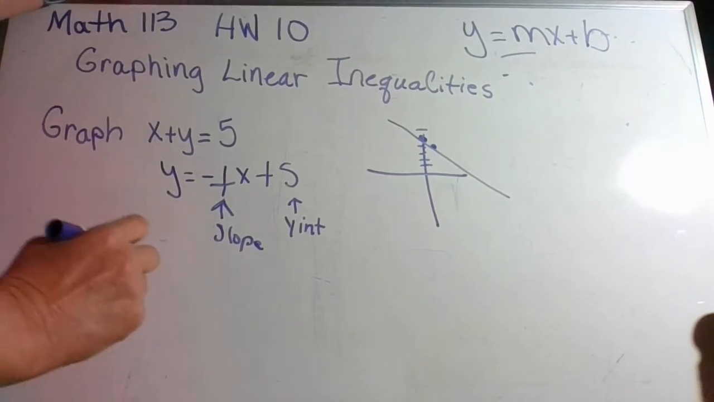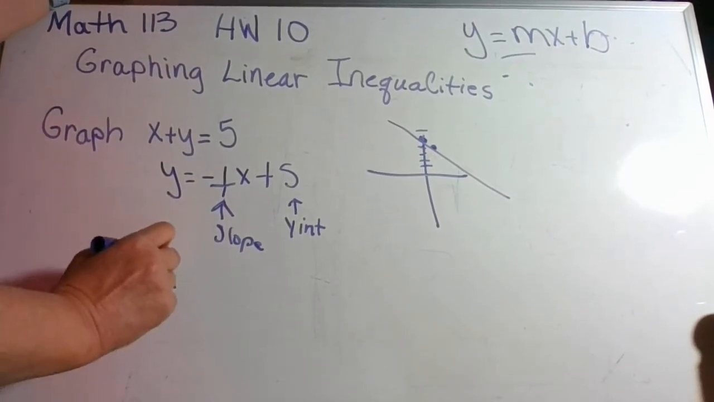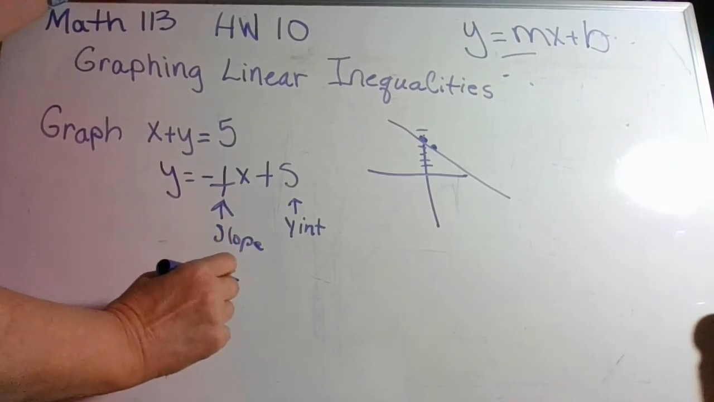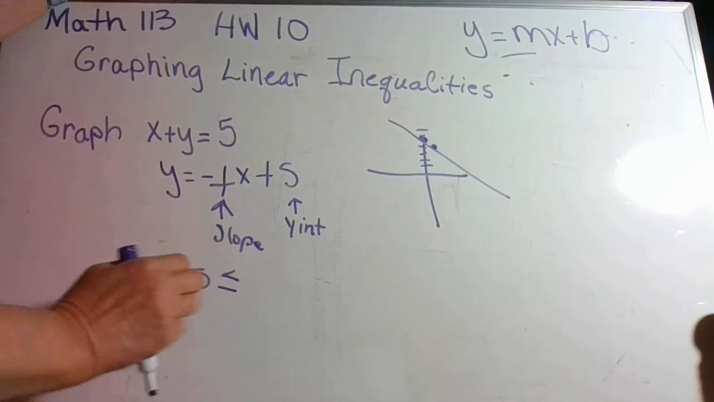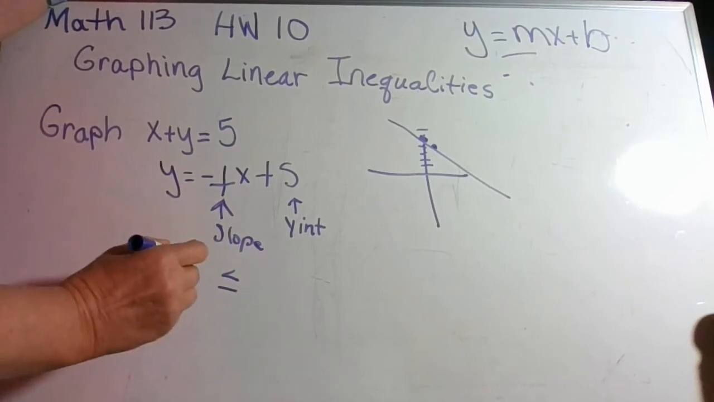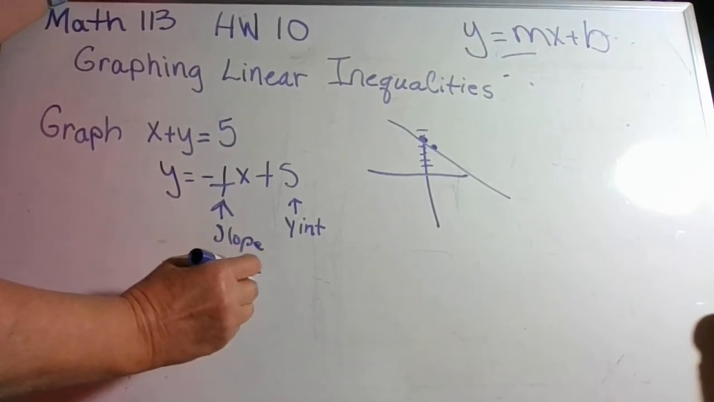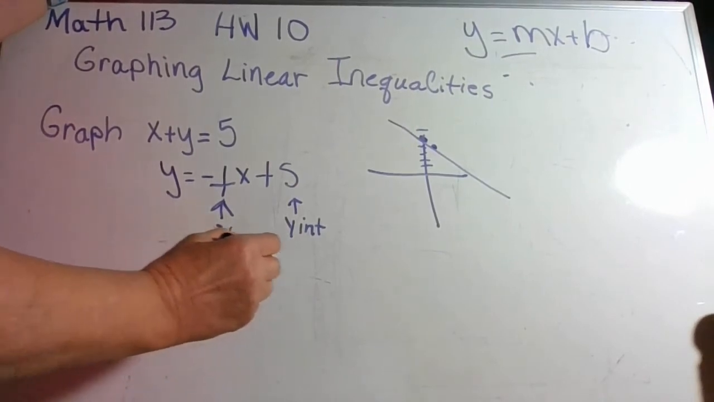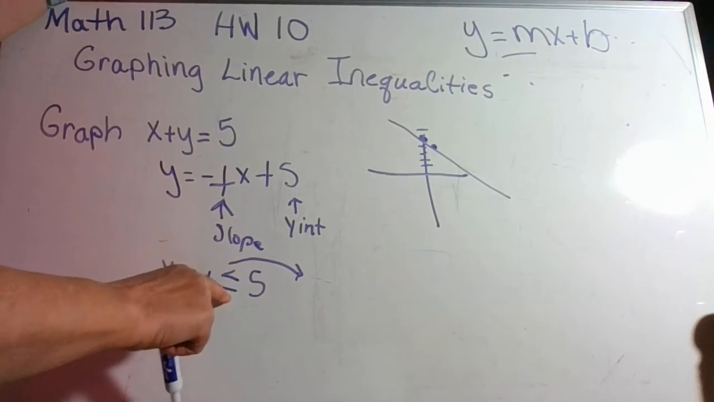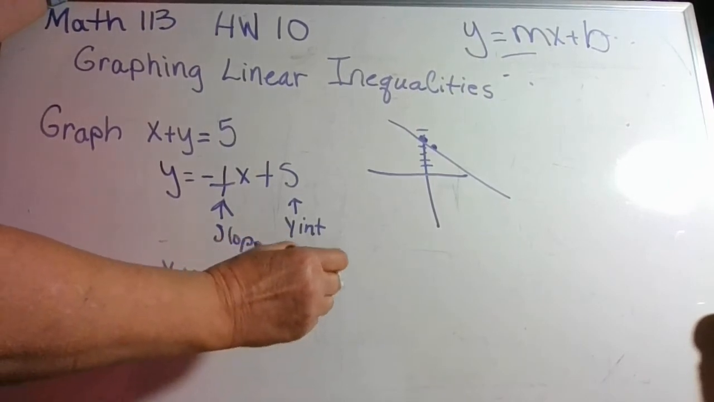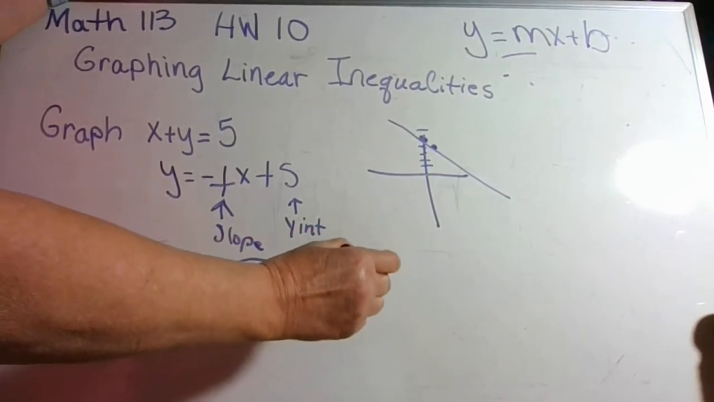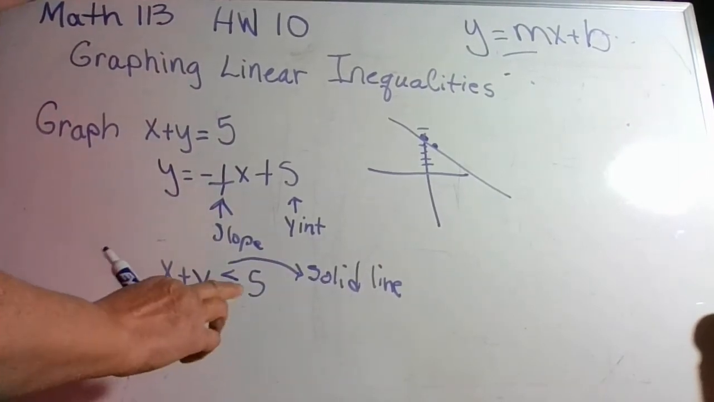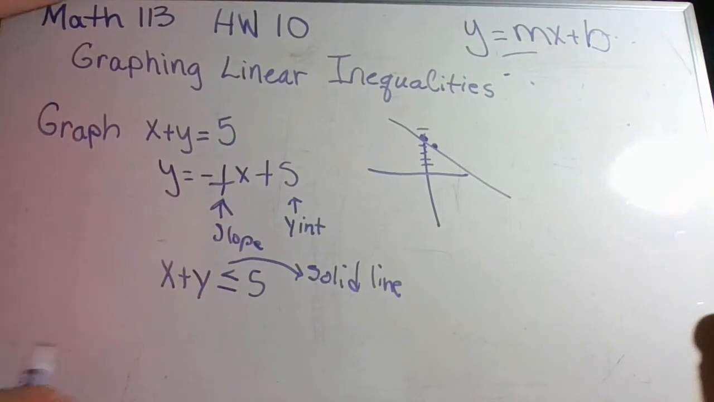Now, I want to show you what happens if I say x plus y is less than or equal to 5. Once again, I want you to notice when you have a greater than with an equal line, you'll have a solid line. If you don't have the equal sign, you'll have a dotted line. We'll do one like that in just a minute.